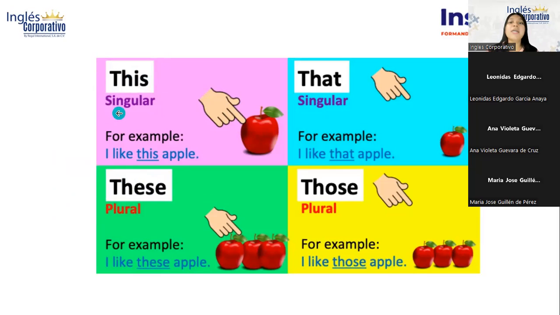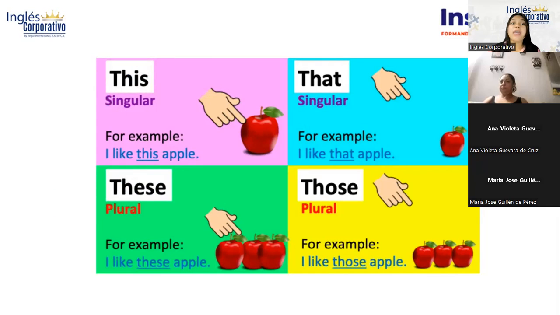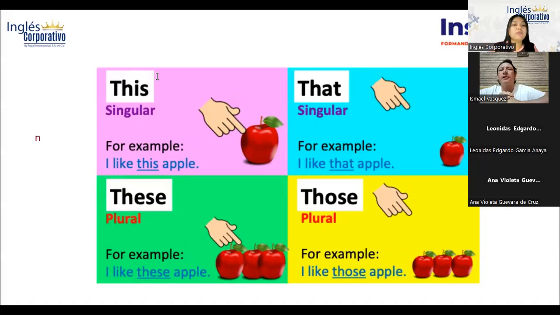First one is singular. Okay, so that means that it's singular. And we use this whenever we have the object near, cuando está cerca. How do you say cerca? Close. Okay. Cuando está, el objeto está close o near. Near. Okay, muy bien.